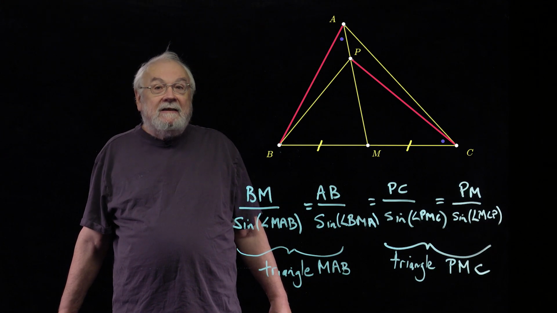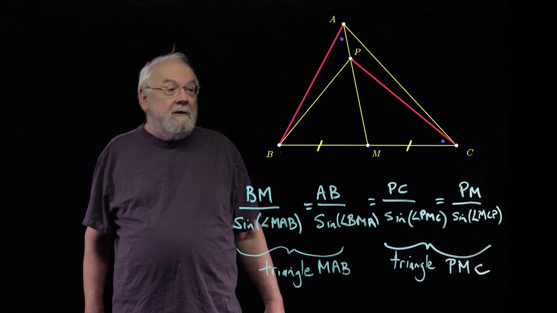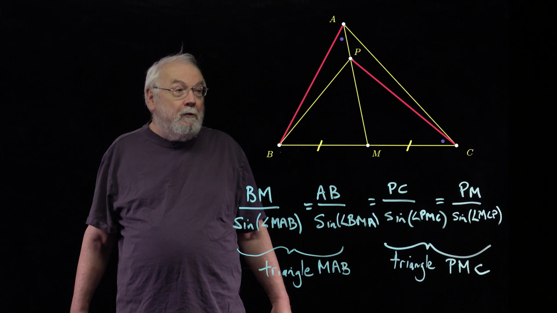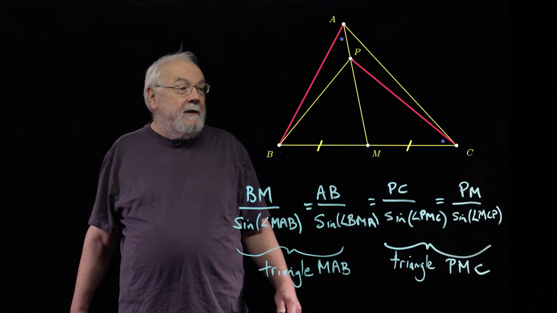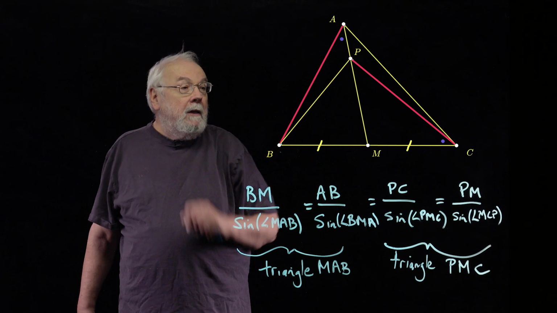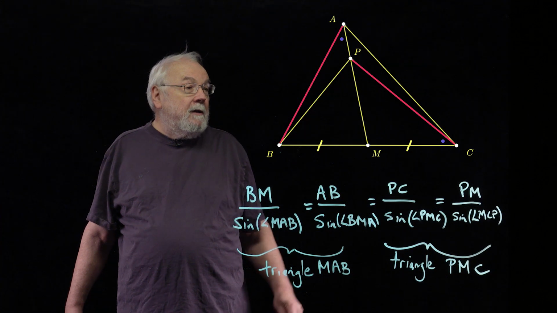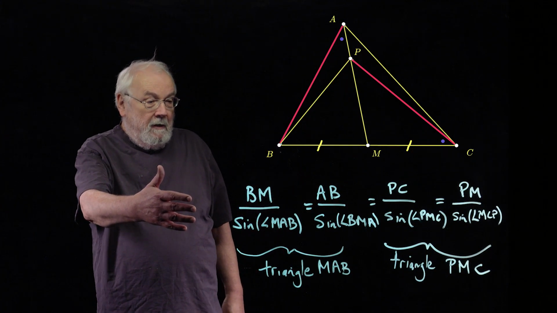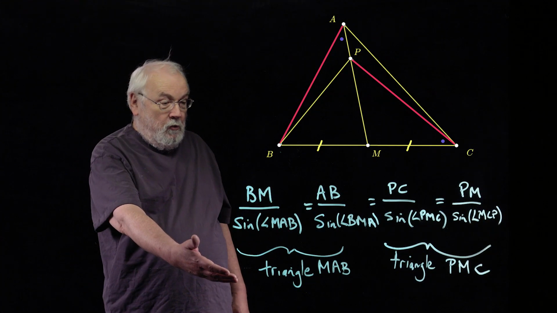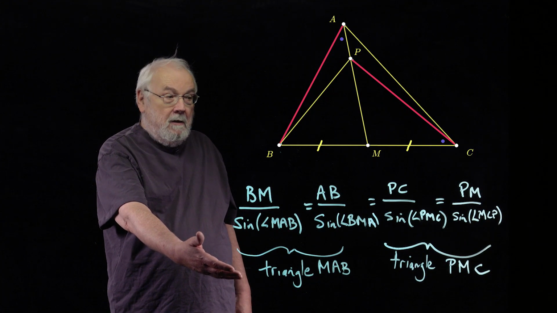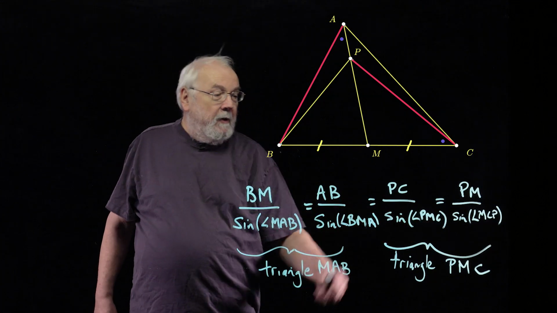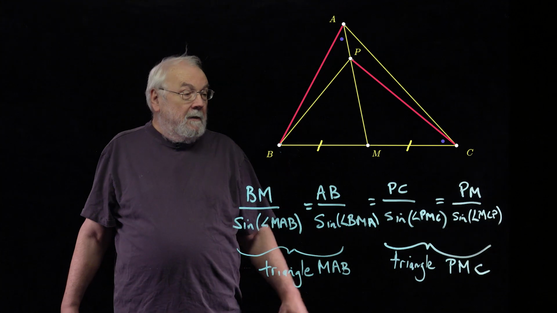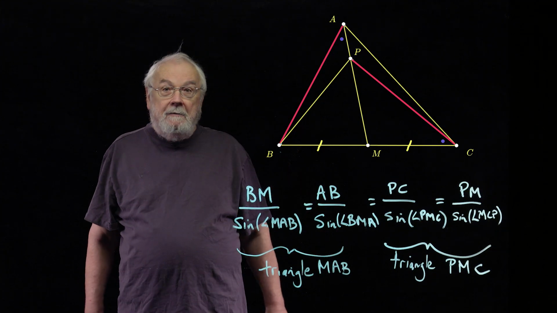The important thing about sines and supplementary angles is that the sines of the two angles are equal. And we can use that as a bridge between the sine rule in triangle MAB and the sine rule in triangle MCP. So I've written the thing out here. The first equation is the sine rule in the triangle MAB. The last equation is the sine rule in triangle PMC. And that leaves us with this equal sign in the middle.